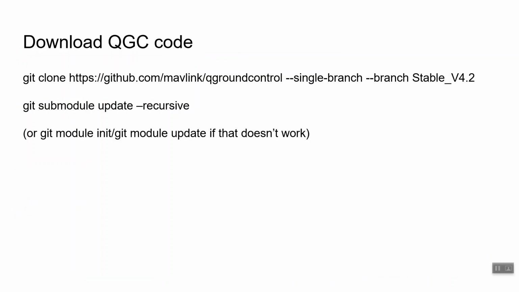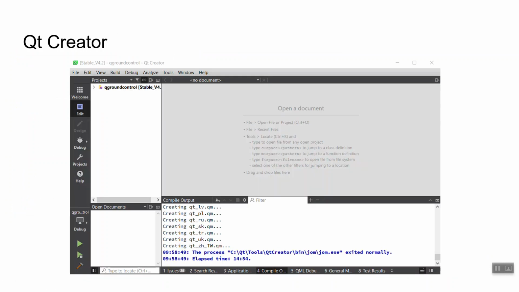And then run a git submodule update --recursive to make sure that all the submodules are downloaded as well. If that doesn't work, you get an error when you try to build it in the Qt. You run a git submodule init and git submodule update.